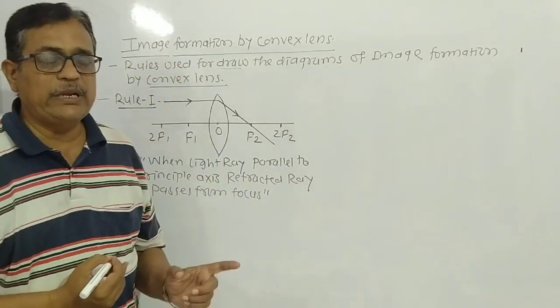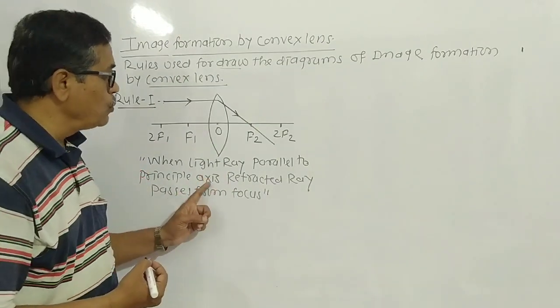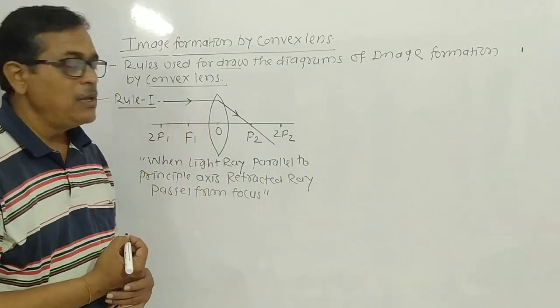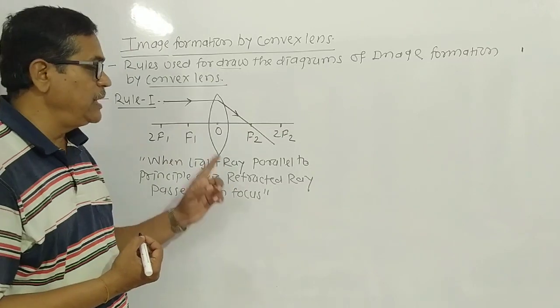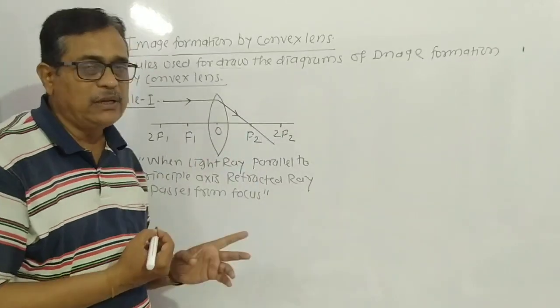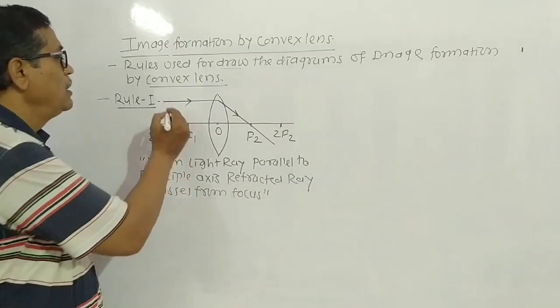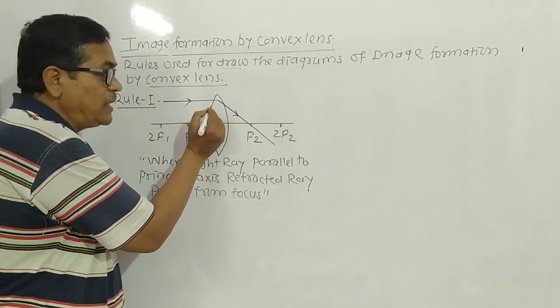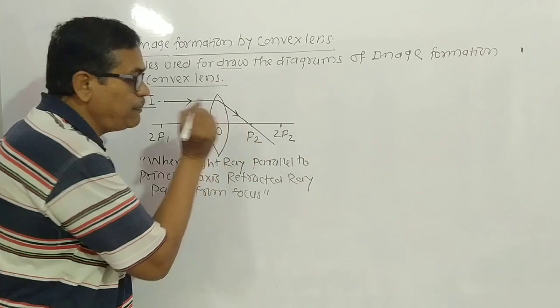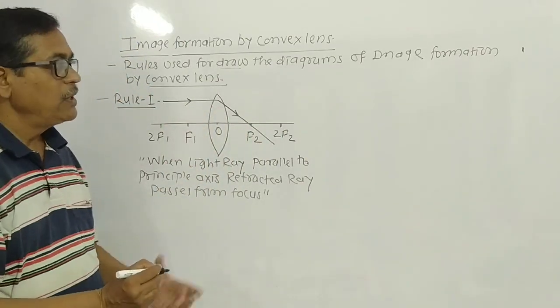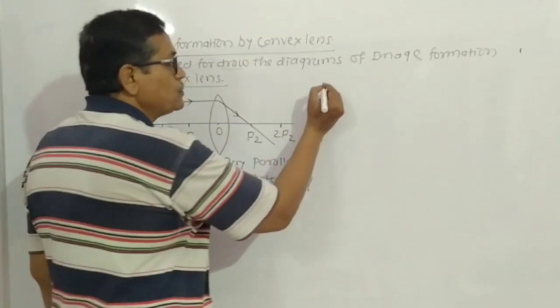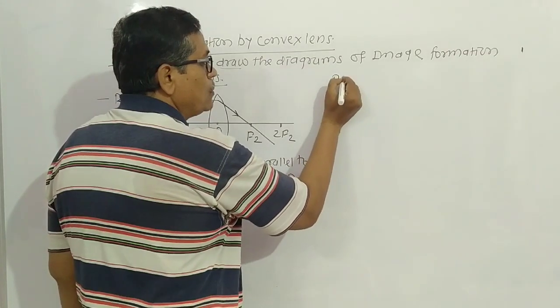To get full credit, you can write the rule and also draw this diagram. If you do not draw the diagram, then you can get half marks. So that is rule number 1: a light ray parallel to the principal axis, the refracted ray passes through the focus. Then rule number 2.